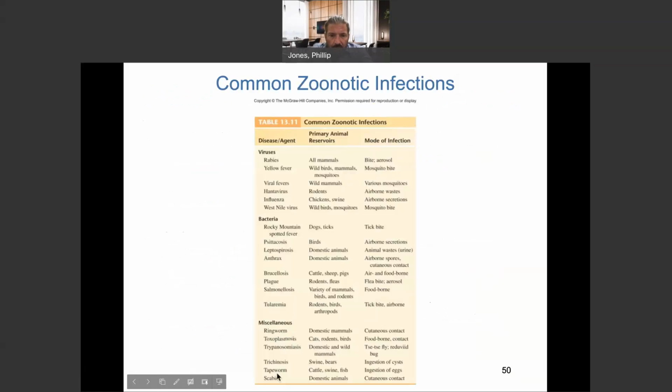Is it on here? Ringworm, Rocky Mountain spotted fever, ticks, rabies, all animals. I thought for sure it'd be up there. Bubonic plague. Or armadillos. Sorry, these are possums. It's armadillos. Never mind. I misspoke.